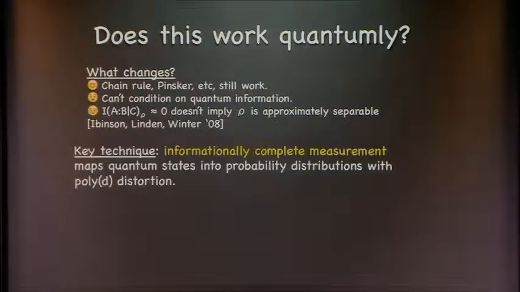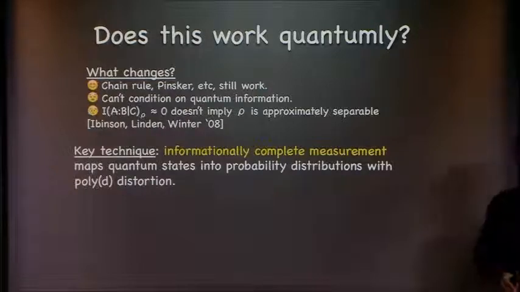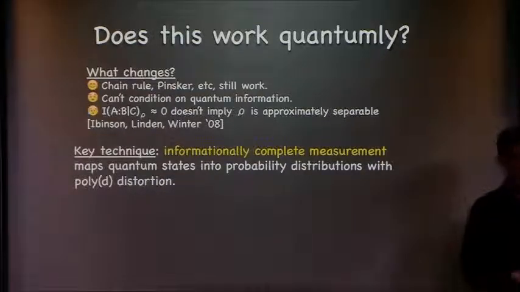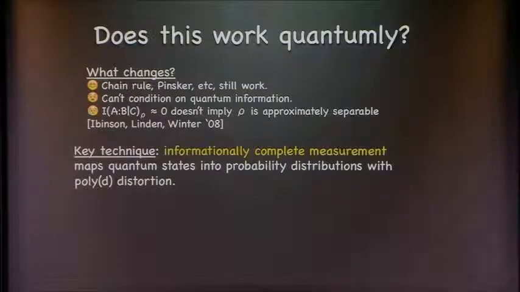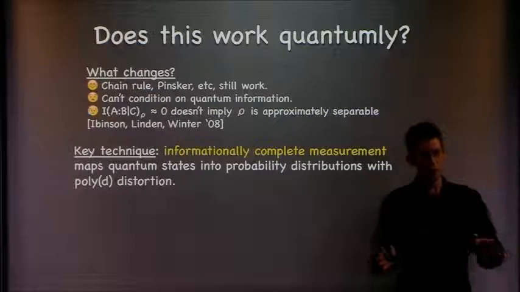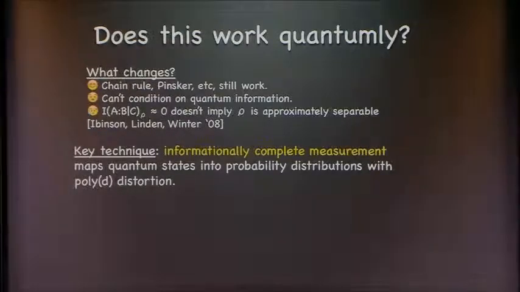However, there's a very easy resolution to a lot of them, which is we can just map to the classical problem. So we can just measure every system, or imagine that we measure every system, using something called an informationally complete measurement. And all that means is that from the measurement statistics, you have enough information to reconstruct the original quantum state. And it's well known how to do this. You get some distortion, so the information is all there, but the distinguishability of the quantum states goes down by a factor that's polynomial in the dimension.